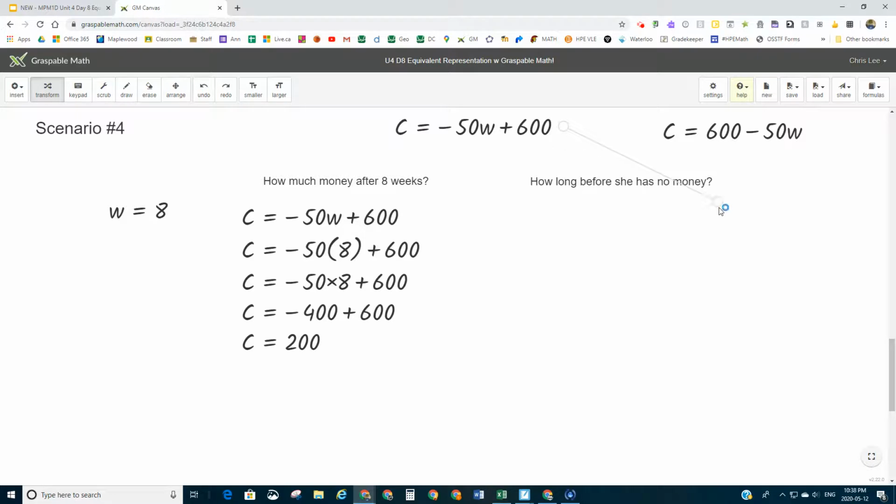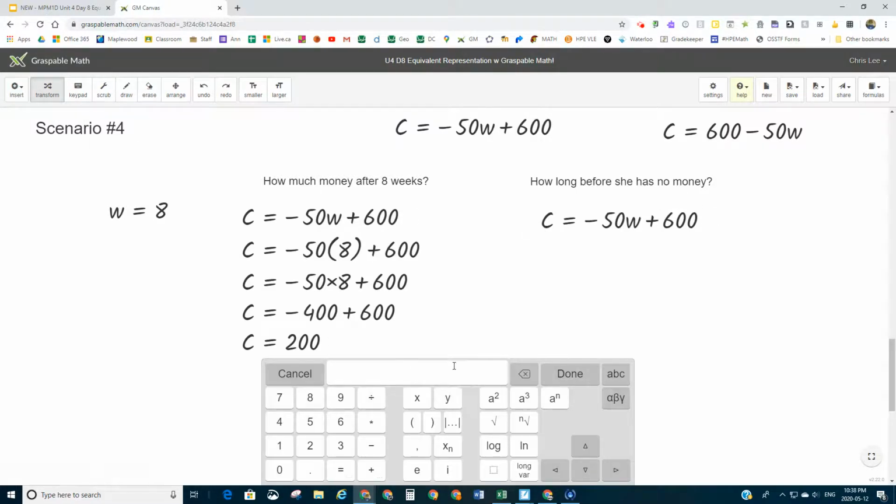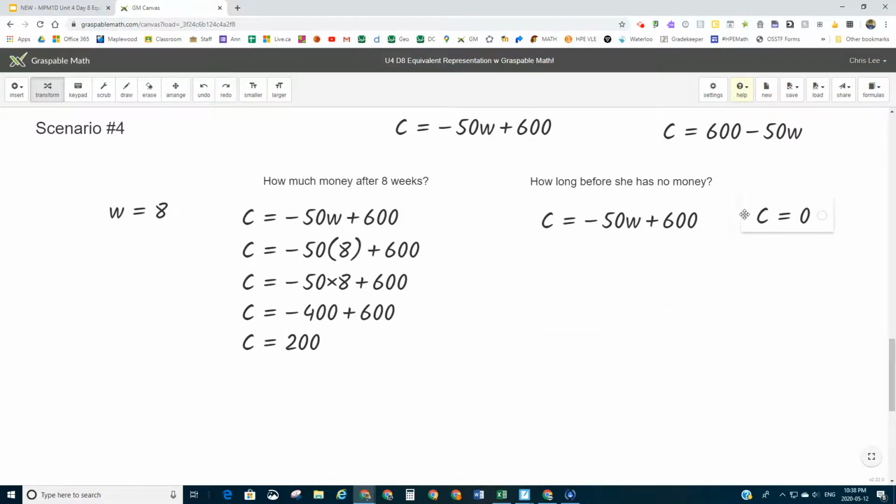Let's see how that works for this other one. In this case, this time it says how long before she has no money. Well, if she has no money, that means the C value must be 0. So I'm going to insert C, capital C equals 0. Done. I'll move this over here so it doesn't get in the way like the last one. Let's take the C and substitute it in. So that's going to be a 0 now. And I'll just click on the brackets because there's no operations there.